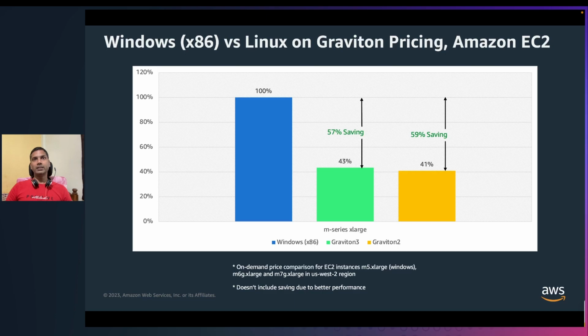Please note that these savings you get are due to elimination of licensing fees as well as due to less expensive Graviton instances. The performance benefit of running your workload on Graviton instances is additional, which I want to talk about as the next benefit of running .NET workloads on Graviton instances.